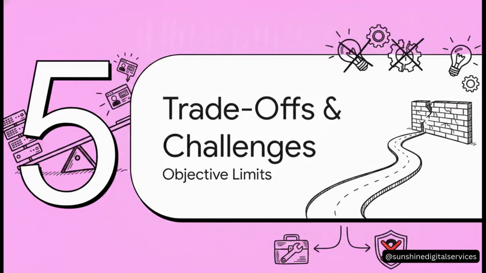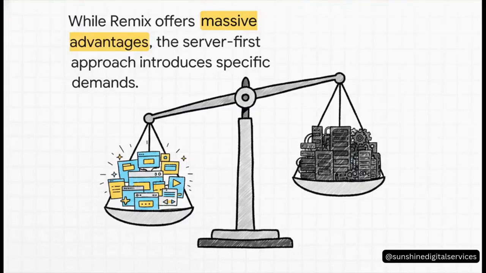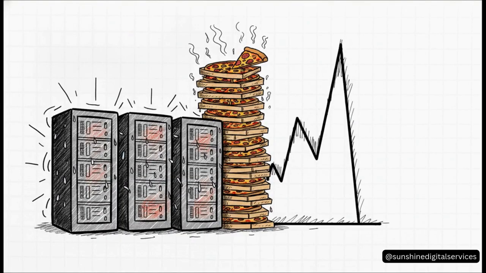Now, what's really interesting about this next slide is the reality check. Section 5, Trade-offs and Challenges, Objective Limits. Because let's be totally honest with each other. In technology, there is literally no such thing as a silver bullet. While Remix offers massive advantages, this server-first approach does introduce a very specific set of infrastructure demands that you just cannot ignore. Here is the reality check.